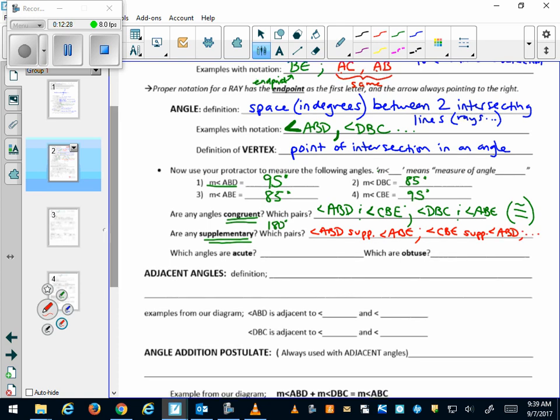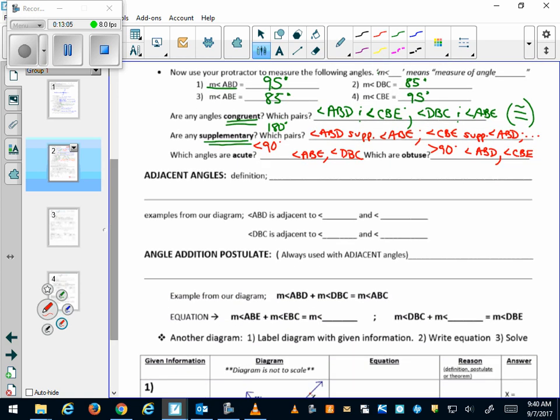Which angles are acute? Remember, that means less than 90 degrees. And obtuse is greater than 90 degrees. So acute would be anything on your diagram that would be less than 90. So for me, it would be ABE and DBC. And obtuse are the other two, greater than 90. It's important to realize that when we intersect two lines, there's always going to be two acute and two obtuse angles, unless you've intersected them at exactly 90 degrees.